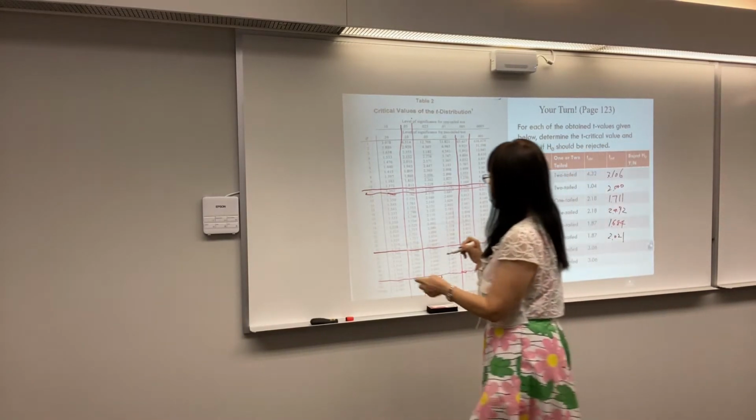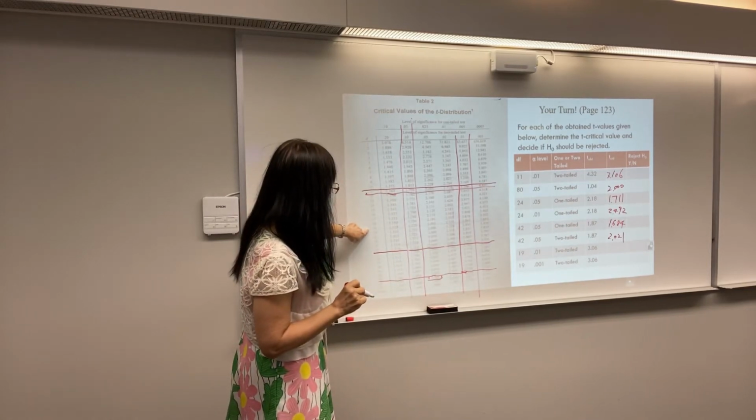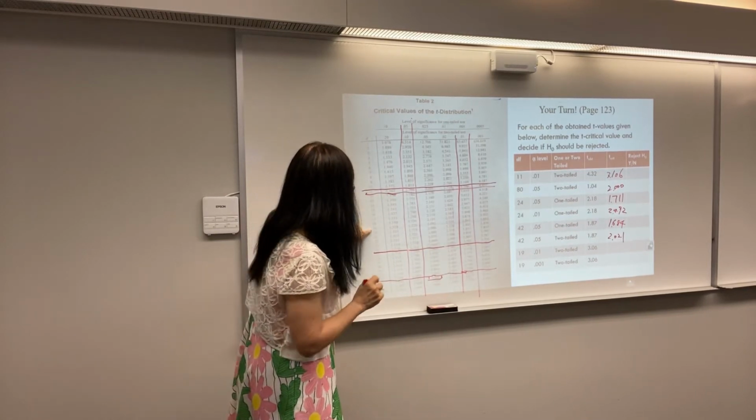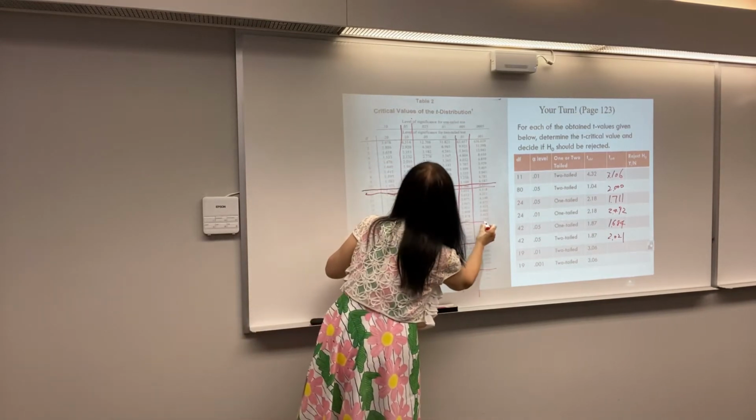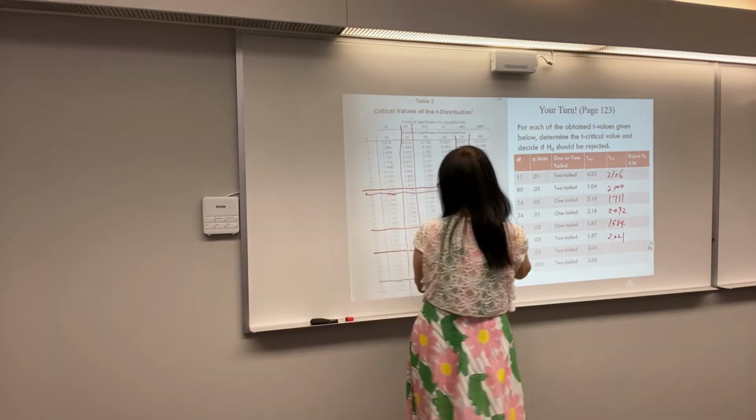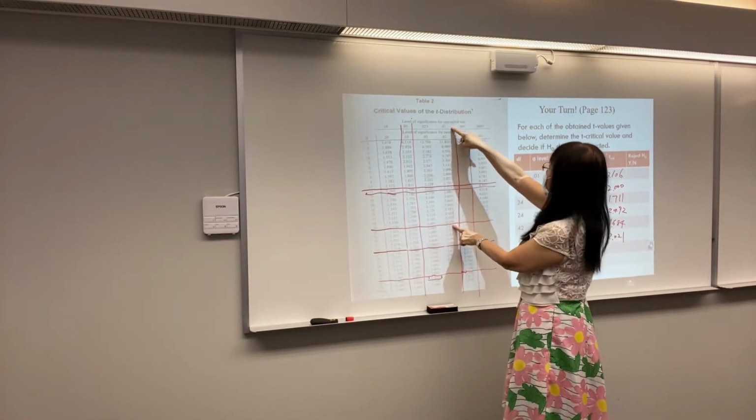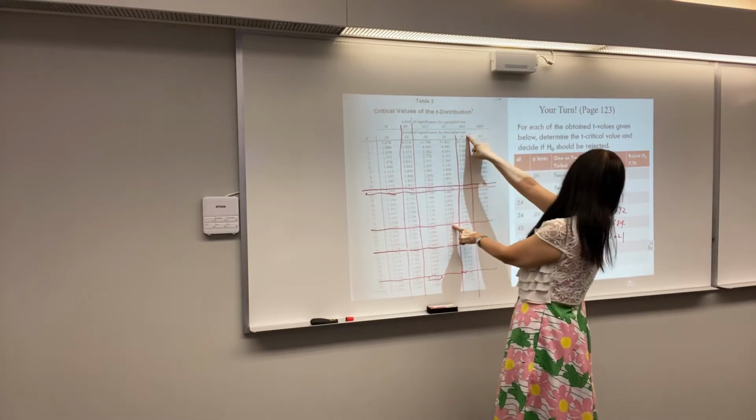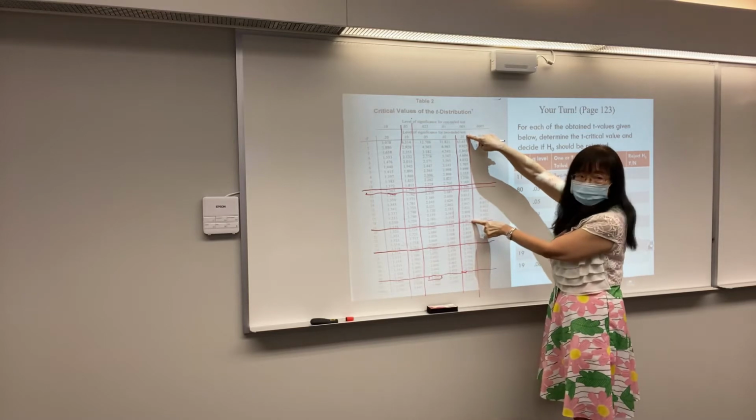Okay, 19. We do have 19. And then 0.01, 19, two tail. Here, right? Is it this one? 2.861?